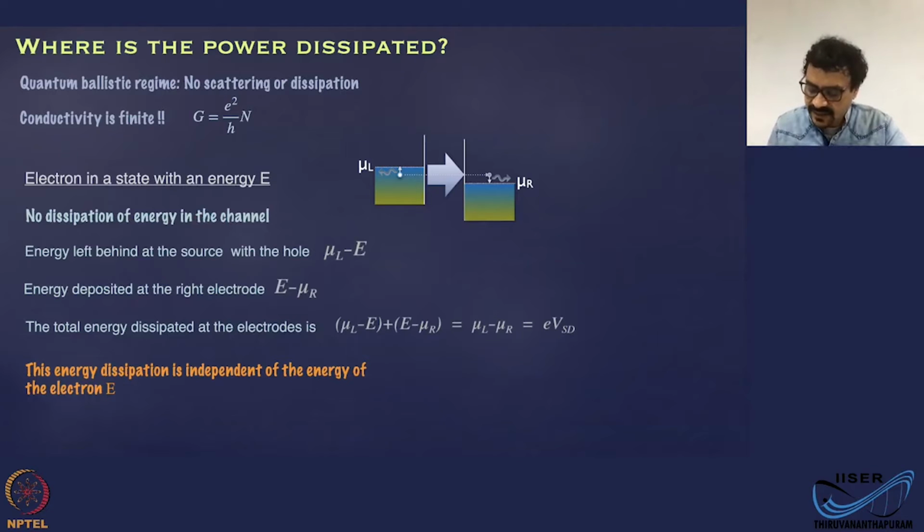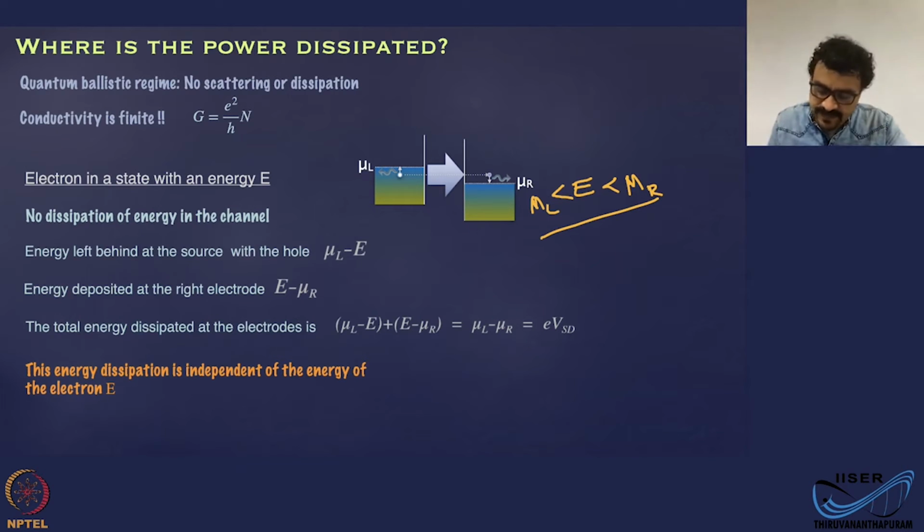So now let's consider an electron with energy E traveling through the channel from the source side to the drain side, from left to right. The energy E is between the electrochemical potentials on the right side and the left side. That is the assumption.